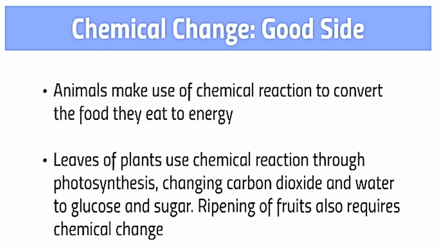Now let's look at the good side of chemical change. Animals make use of chemical reaction to convert the food they eat to energy. Leaves of plants use chemical reaction through photosynthesis, changing carbon dioxide and water to glucose and sugar. Ripening of fruits also requires chemical change.